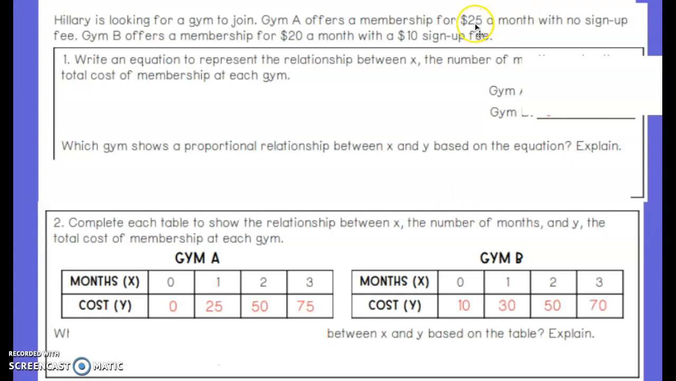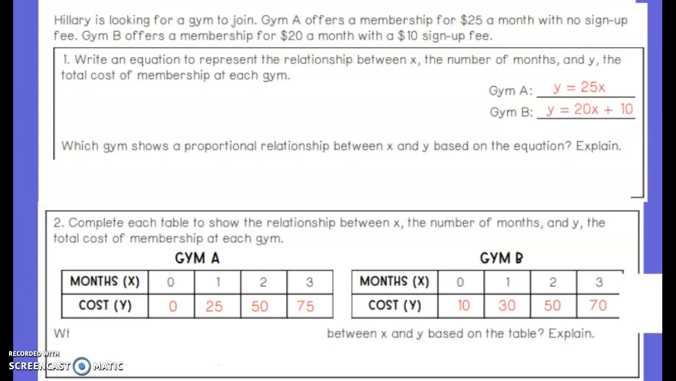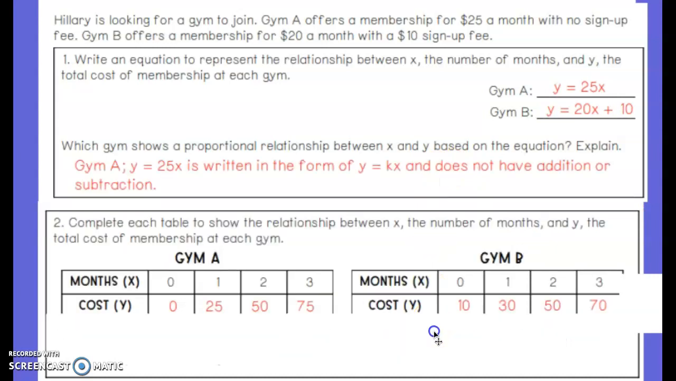For Gym A, this is your constant rate of change. For Gym B, this is your constant rate of change. The difference between A and B is the 10 additional dollars that is asked. So Gym A equation is y equals 25x, and Gym B equation is y equals 20x plus 10. Which gym shows a proportional relationship between x and y based on the equation? Just by looking at the equation, Gym A has a proportional relationship.